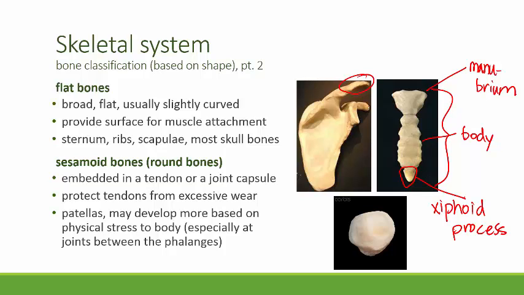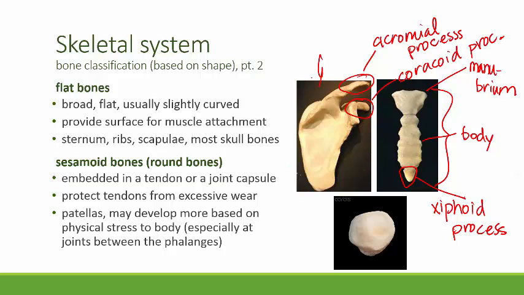These are also processes. This is the acromial process. And this smaller one is called the coracoid process. And that is the scapula. So the shoulder blade would be another term for it. So flat bones provide this large flat surface where we can attach a lot of muscles there. The largest of the hip bones would be a flat bone as well, the ilium of the hip.